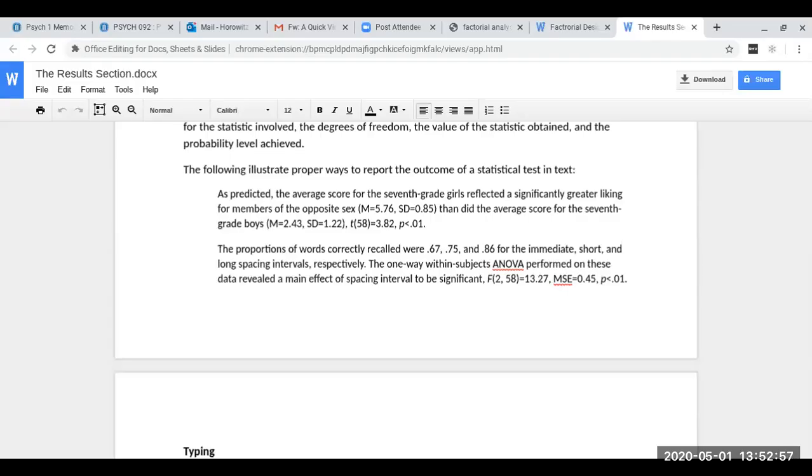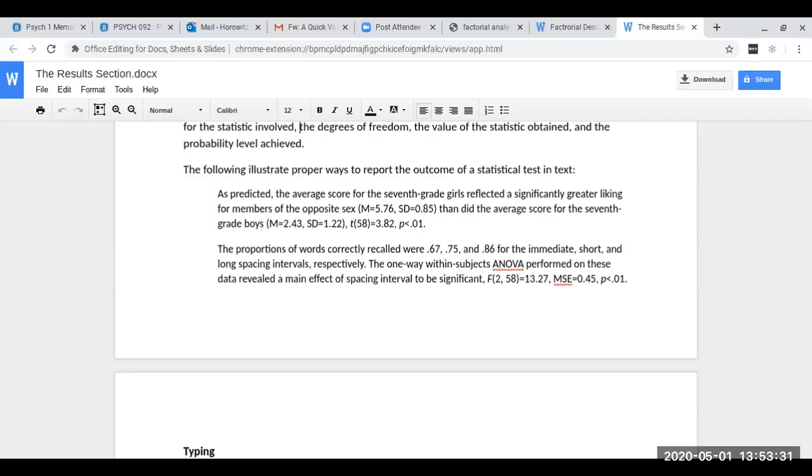Here we have a mean, that's your M, of 5.76 and a standard deviation of 0.85. Then so did the average score for 7th grade boys: M, mean, is 2.43, standard deviation is 1.22. Now, because there were only 2 groups being compared, your statistic is a t-test and not an F-test. So here's your t-value with a degrees of freedom of 58. Your actual t-value statistic is 3.82. And then your p-value is going to be less than 0.01. So there was a significant difference.